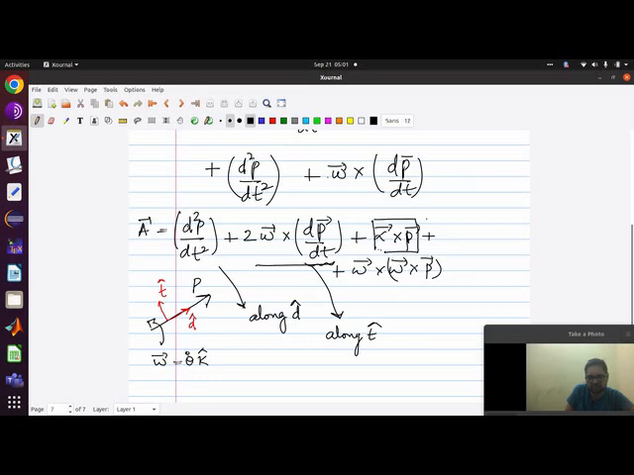Okay. Alpha cross p. So this component will be along, alpha is also the same, theta double dot k cap, k cap cross p. So this is also along t cap. Omega cross p is along t cap. Again, if you do omega cross of that, k cross t is minus t. So along minus t, radially inwards.